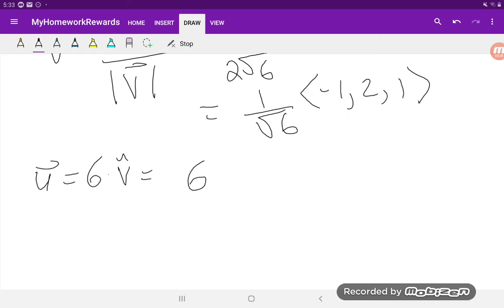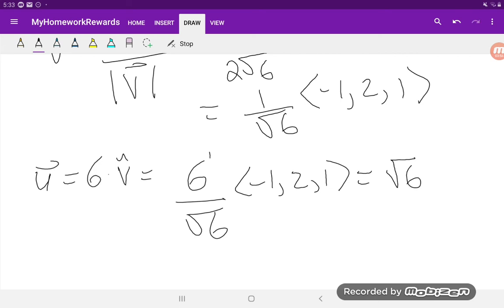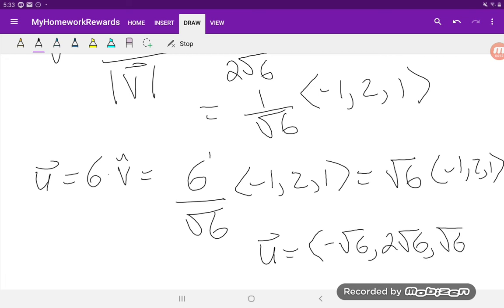Now if we multiply this by 6, we have 6 over the square root of 6 and our vector. Now 6 over root 6 can be simplified. You can think of the 6 as having an exponent of 1 and the square root as a negative 1 half. So 1 minus 1 half is 1 half. So that gives us a square root 6 at the top. Minus 1, 2, 1. So all in all, the vector u is equal to negative root 6, 2 root 6, root 6. And that is our solution.